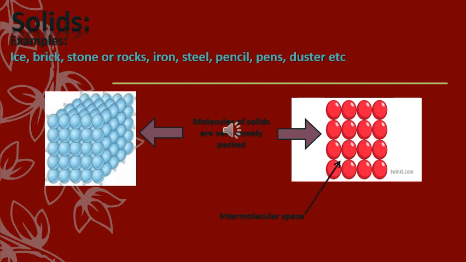As you can see in the picture, molecules in solids are very close to each other. They have very little intermolecular space. This is the reason why solids are hard and rigid. They have a fixed shape because their molecules are very close or tightly packed.